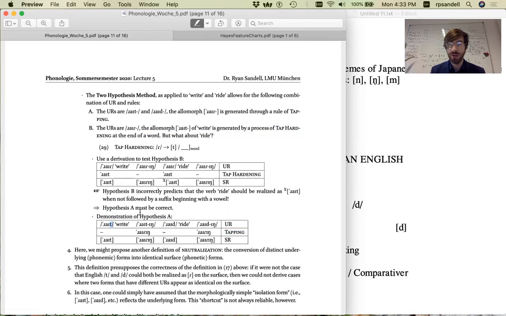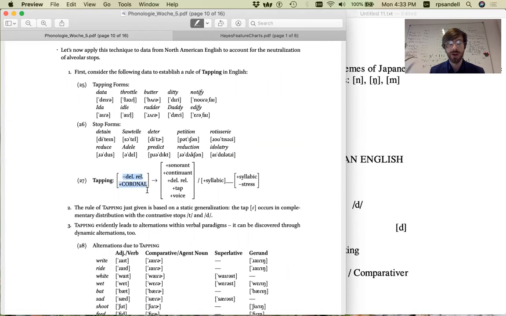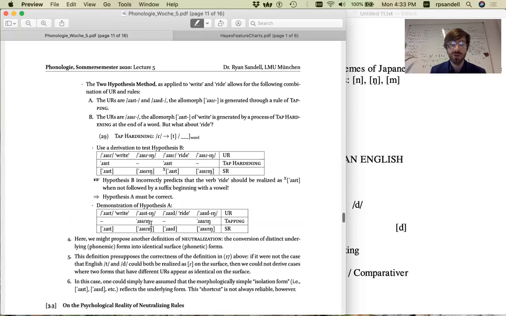So here there is an underlying contrast between the stops, in voicing. So we have write and ride. When the suffix ing is added to form the present participle, then those alveolar stops, according to the rule, these coronal stops, now are not only following a vowel, but they are standing before a stressless vowel. So they are in the context in which tapping can apply, and the underlying alveolar stop becomes a tap, and thus we generate the forms writing and riding.